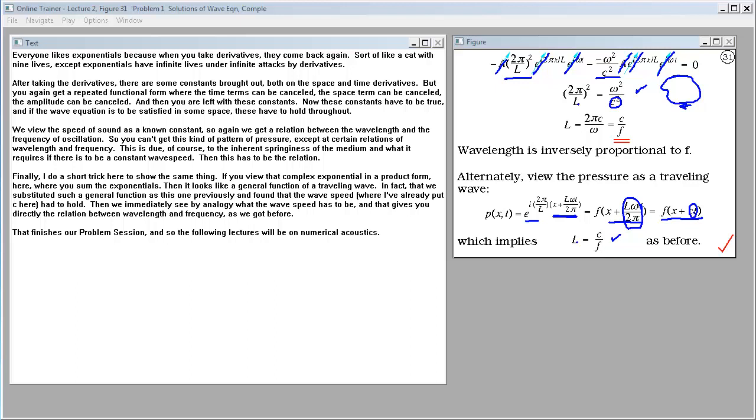That finishes our problem session, and so the following lectures will be on numerical acoustics.